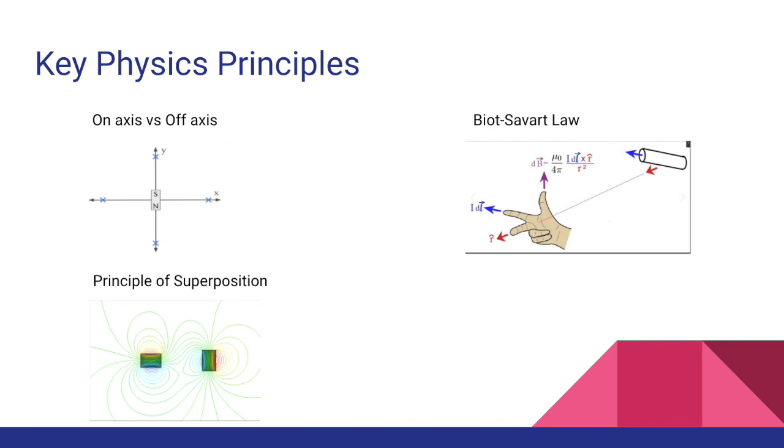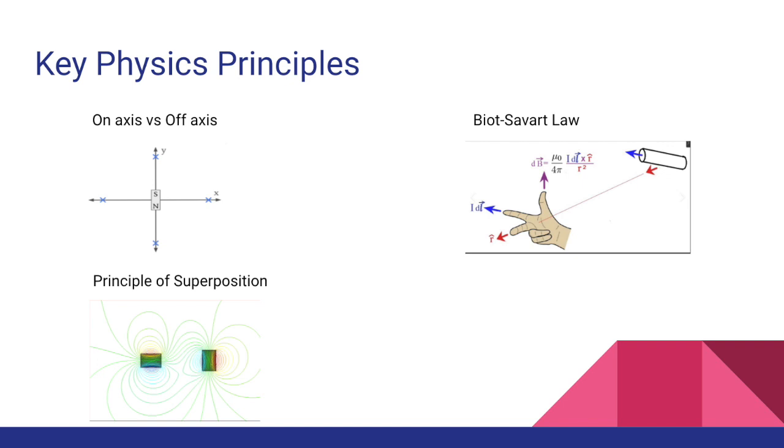Key principles applied to this lab include superposition, as we had to sum up the magnetic field produced by the bar magnet and the Earth in order to find the net magnetic field. We had to have an understanding of the effects of bar magnets when positioned both on axis and off axis. And finally, we had to apply the Biot-Savart law in the coding in order to model the magnetic field produced by the bar magnet.